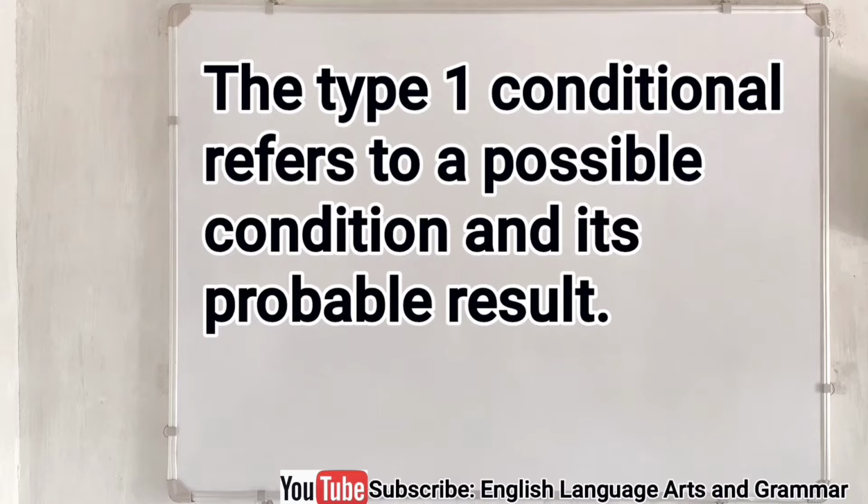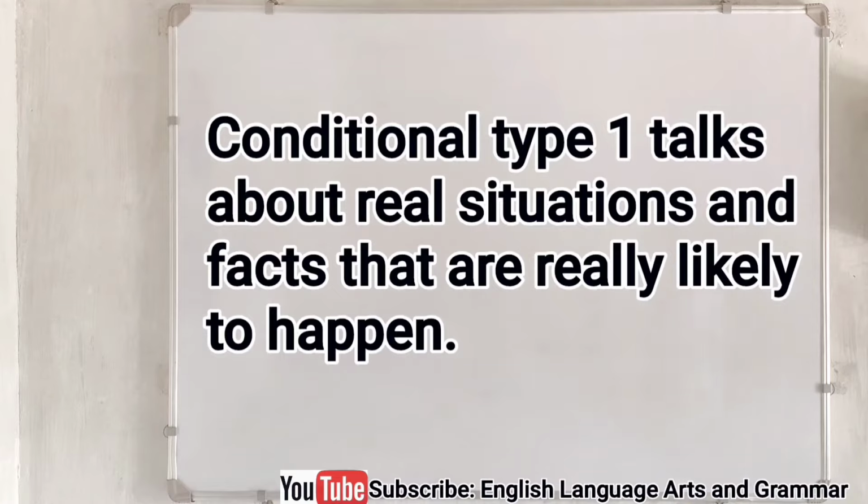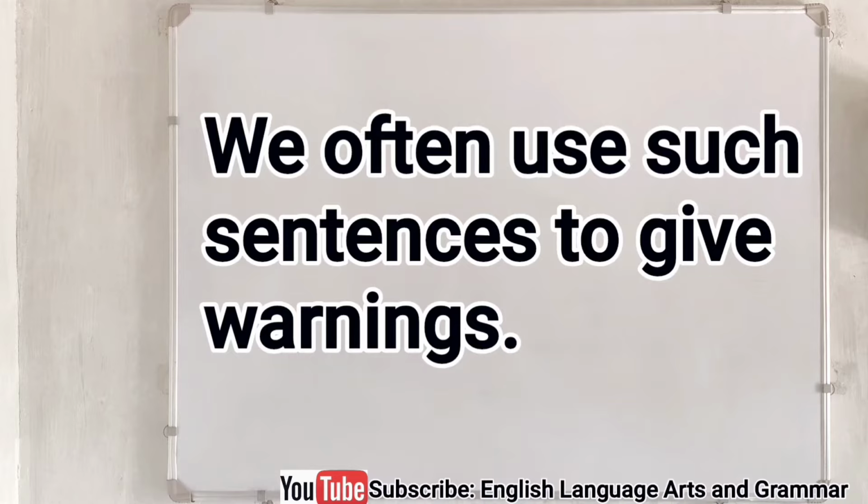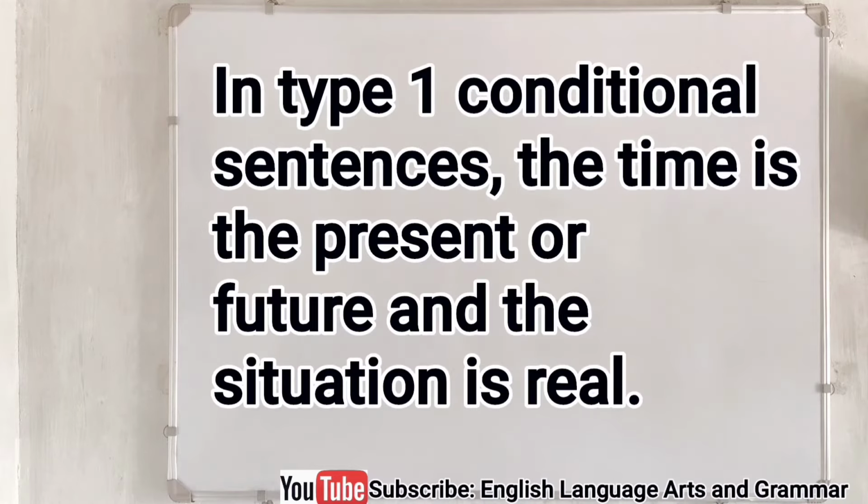Type 1 conditional refers to a possible condition and its probable result. Conditional Type 1 talks about real situations and facts that are really likely to happen. These sentences are based on facts and they are used to make statements about the real world and about particular situations. We often use such sentences to give warnings. In Type 1 conditional sentences, the time is the present or future and the situation is real.